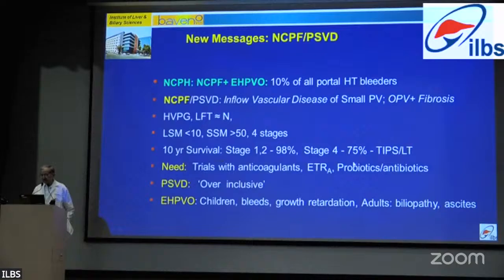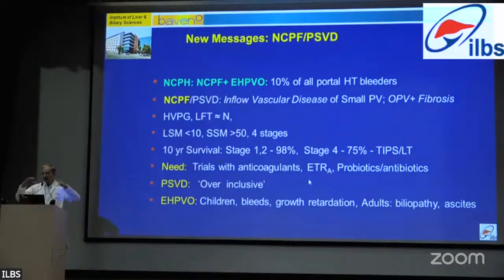Survival in stage 4 is poor, and we should see whether we can do stage reversal, stage 4 to 3 or stage 3 to 2 if possible. We therefore need trials with anticoagulants, endothelin receptor antagonists, probiotics, antibiotics, and many more.